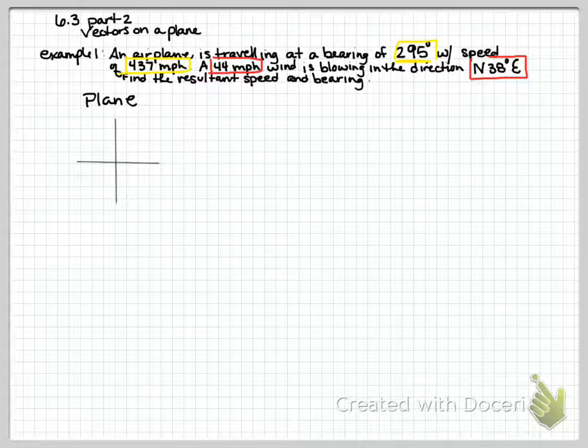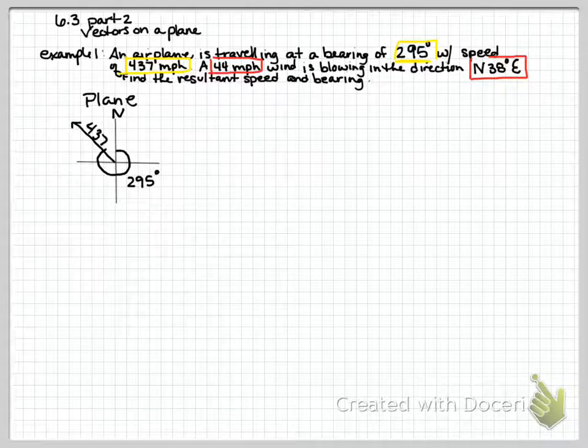Now, air bearing works differently than sea bearing. Air bearing is always off of due north, so our north is right here. So we're going to go 295 degrees off due north, which means we're going to go all the way around till we get to here. Okay? So that's our 295 degrees. The speed of the plane, the 437, is actually the magnitude of this vector. So there's our plane.